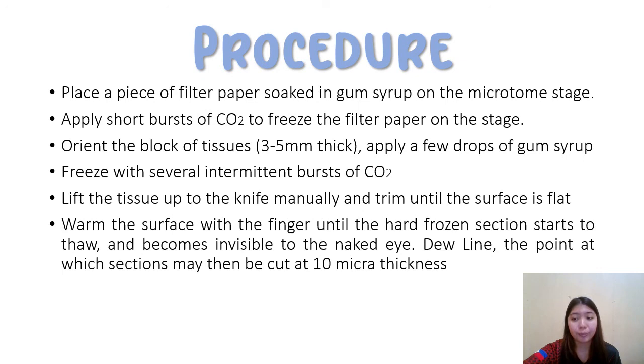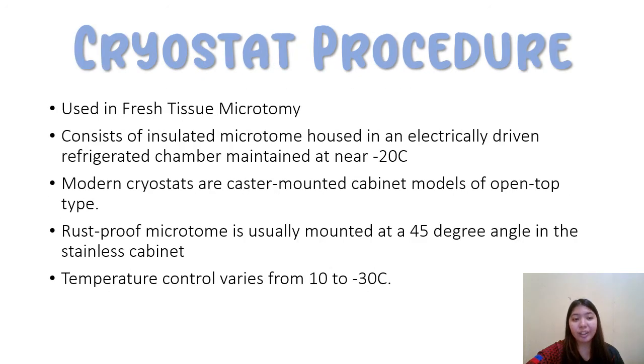thickness. The last method in preparing a frozen section is the cryostat procedure. From the word itself, we are using a cryostat. A cryostat is used in fresh tissue microtomy. It consists of an insulated microtome housed in an electrically driven refrigerated chamber maintained at near negative 20 degrees Celsius.